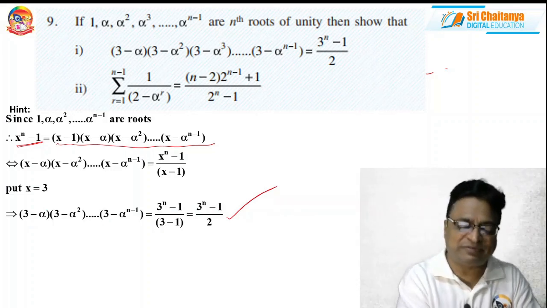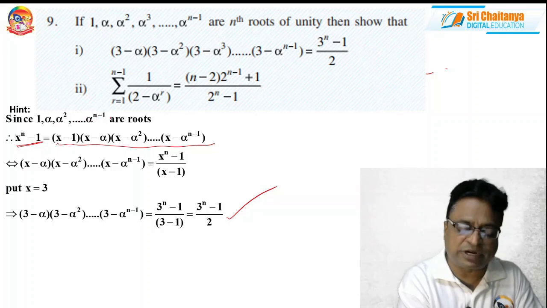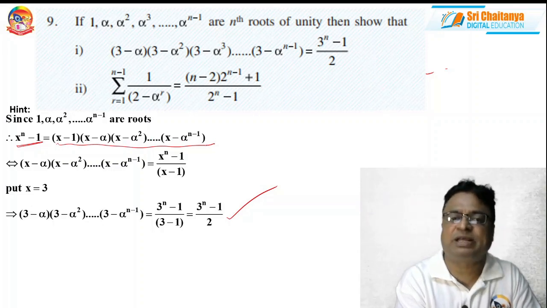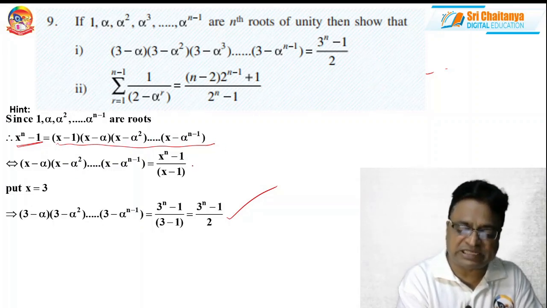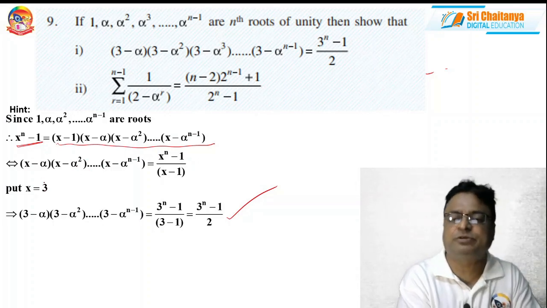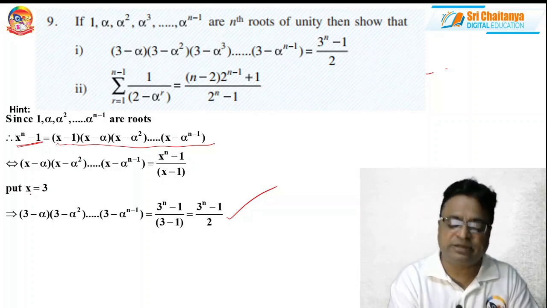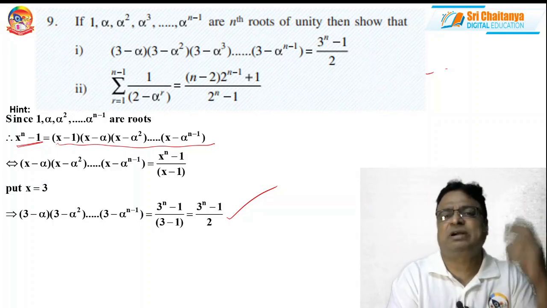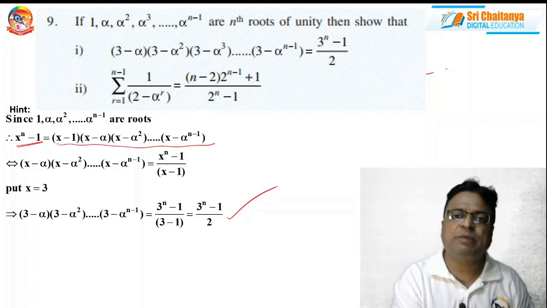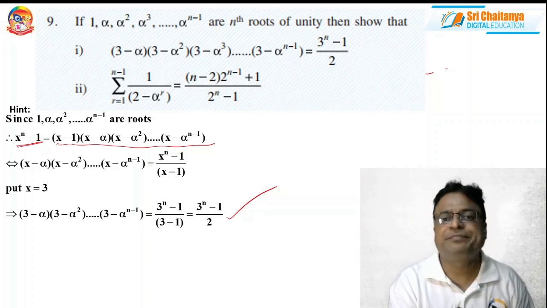This is the technique, because whenever 1 comma alpha square and so on alpha power n minus 1 are roots, this is a polynomial equation. Therefore, I can write in the factor form like this. And what to do? I divide on both sides with x minus 1 and I replace x with 3. I got the answer. Sometimes you may replace x with 4 and sometimes you may replace x with 5. You can imagine several different types of questions. Now coming to the second question here.